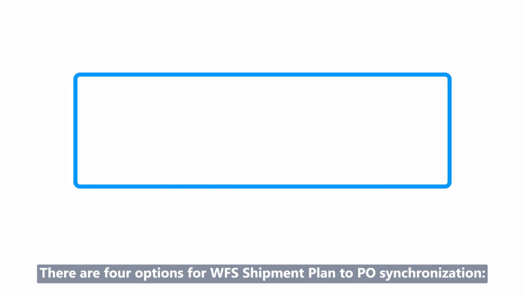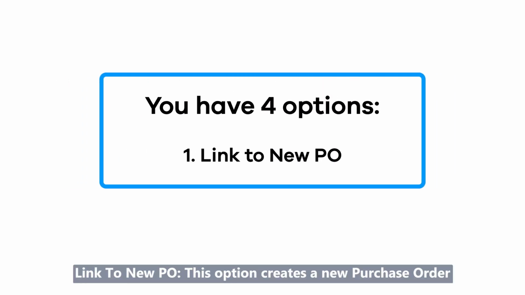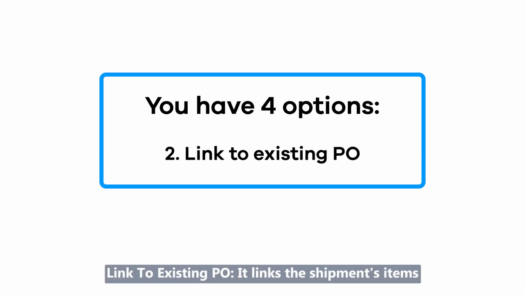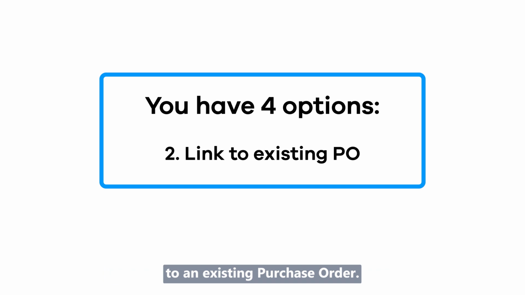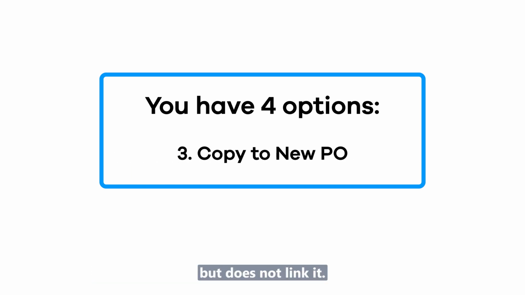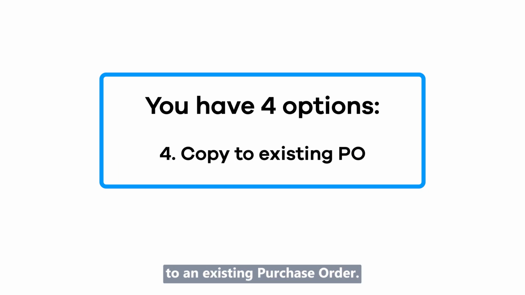There are 4 options for WFS shipment plan to PO synchronization. Link to new PO. This option creates a new purchase order and links the shipment's items to it. Link to existing PO. It links the shipment's items to an existing purchase order. Copy to new PO. This creates a new purchase order but does not link it. Copy to existing PO. This copies the shipment's items to an existing purchase order.